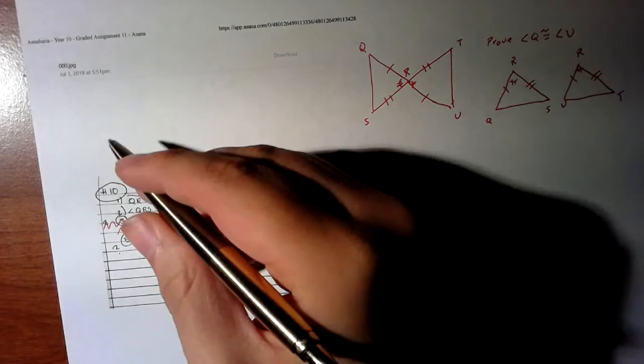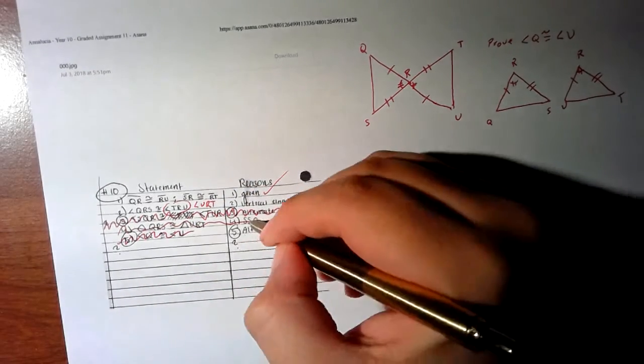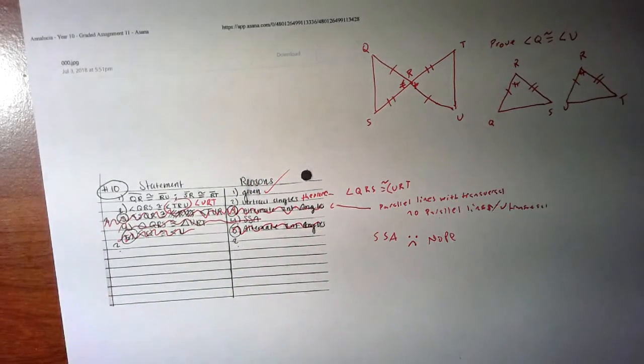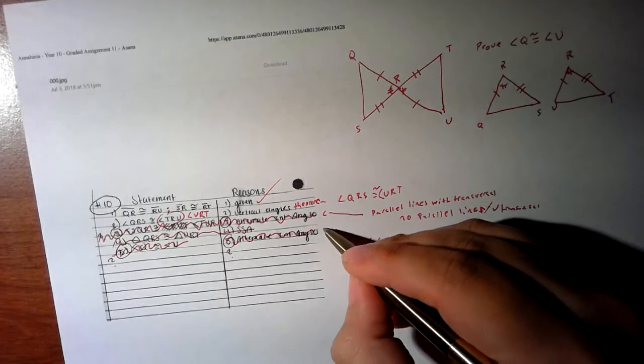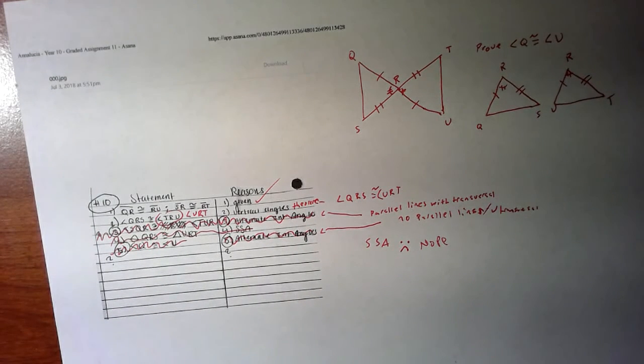And then again, line 5 is also wrong. Why is line 5 wrong? Because again, alternate interior angles, same thing here. In order to do that, you need to have parallel lines with a transversal. We don't have any of that information here. So the whole line is wrong. So we have to just delete those last three lines. You just delete them. Okay.